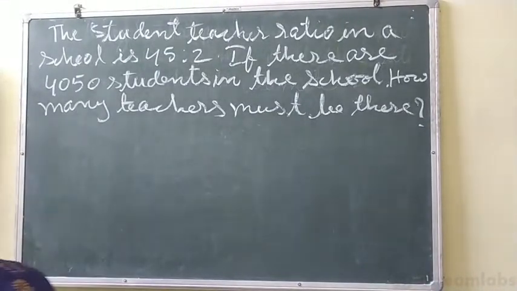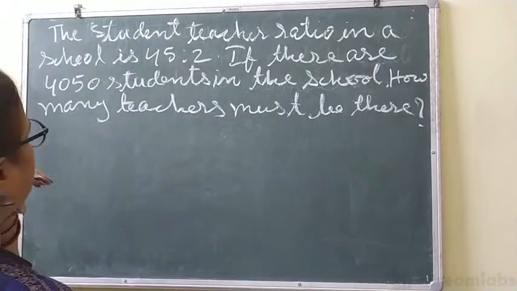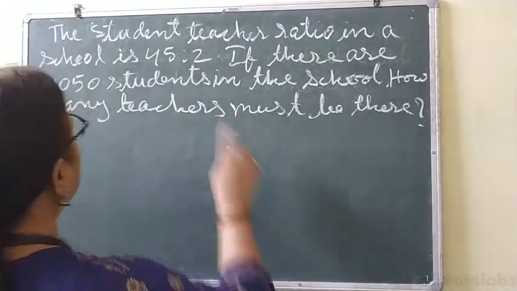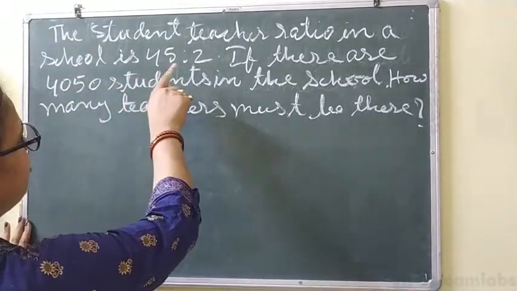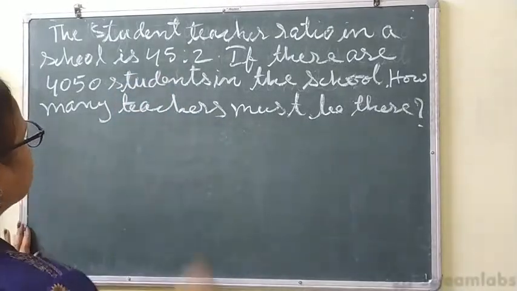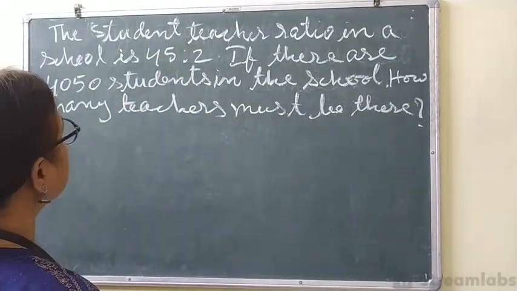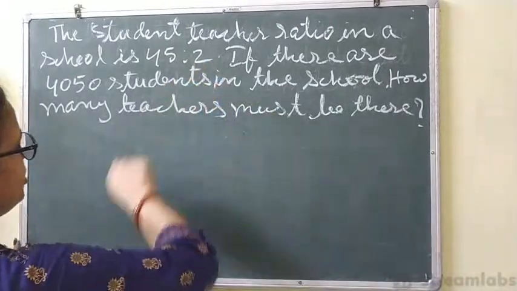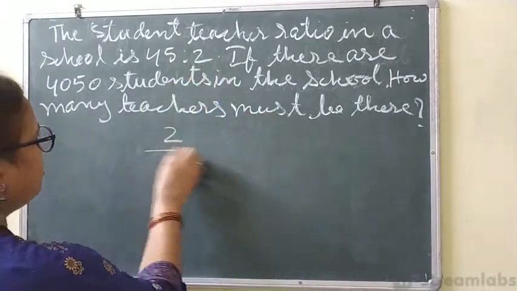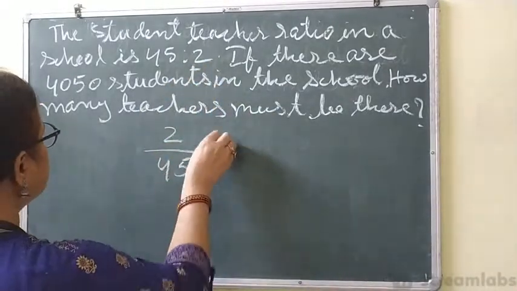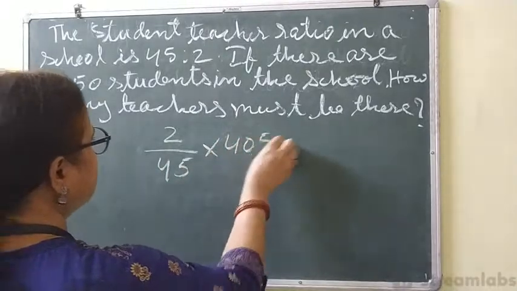So here we have to find out the number of teachers. How we will find out the number of teachers? So teachers must be there, and here teacher is two, and this one is teacher. Clear? So 2 by 45 is to 4050.